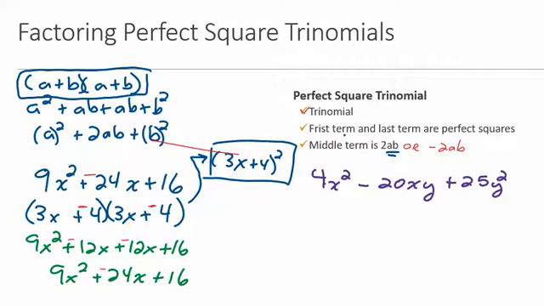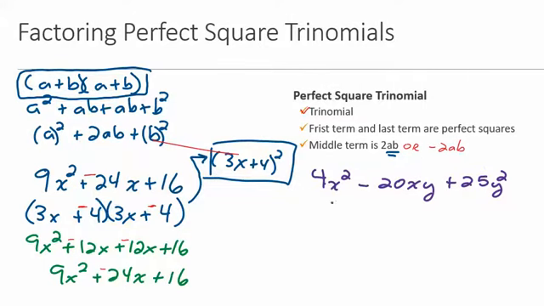Alright, so we know it's a trinomial. That's good, 3 terms. Is the first term a perfect square? Yes, it's 2x times 2x. Is the last term a perfect square? Yes, it's 5y times 5y. Is the middle term positive or negative 2ab?